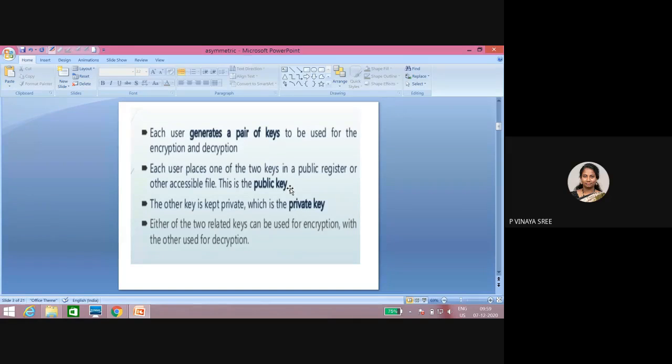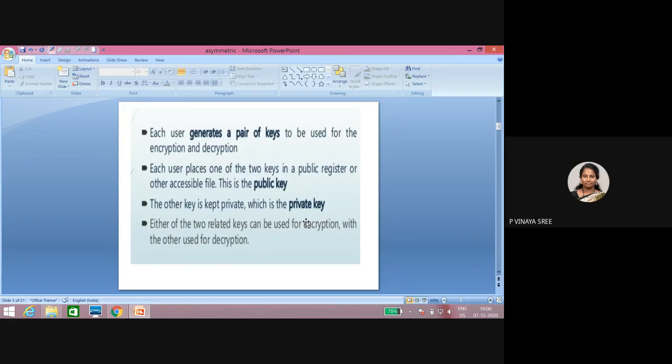The other key is kept private, which is the private key. Only you must know that private key; no one else should know it. An example is your email password. Your email ID will be known to each and every person you want to communicate with, but your password acts as your private key, which only you know. So consider the public key as your mail ID and the private key as your password. So there are two keys involved.